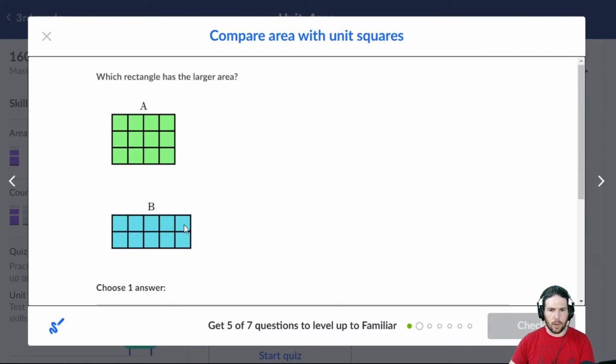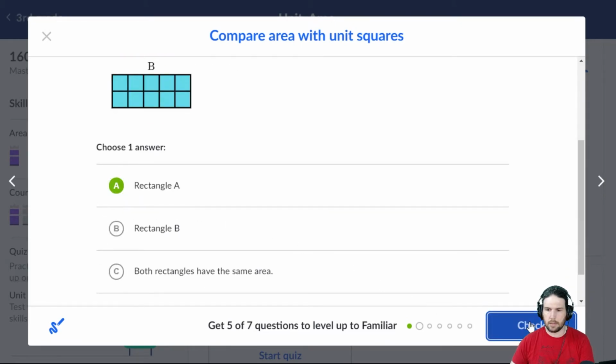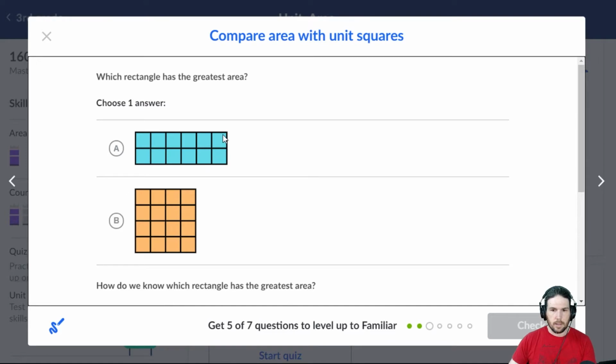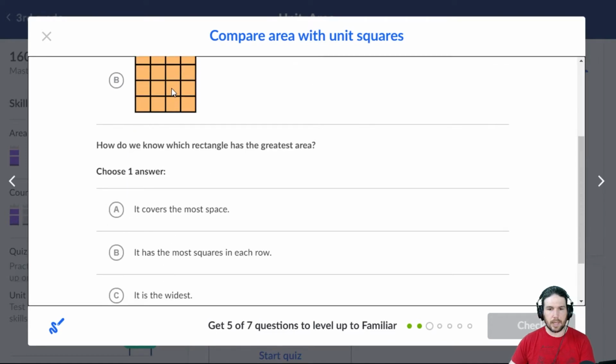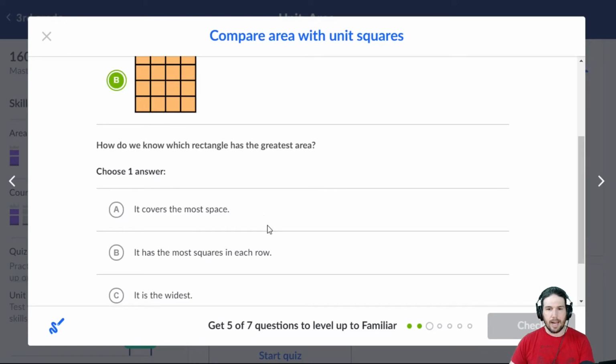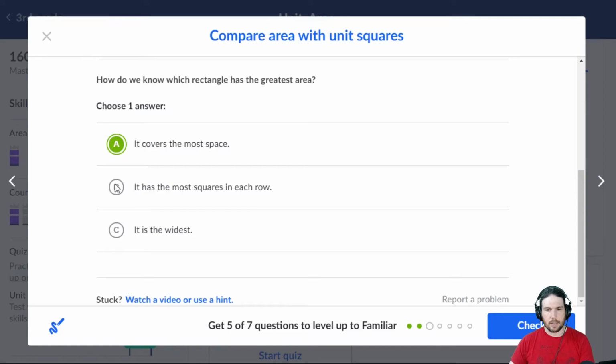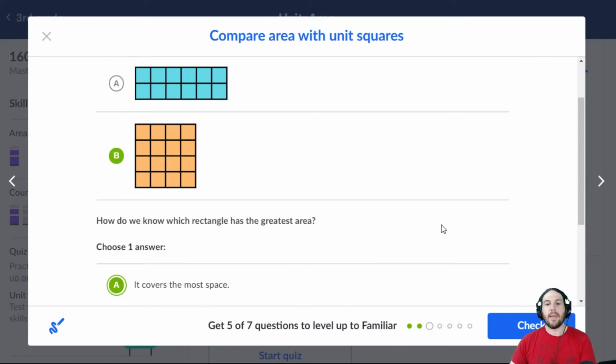Let's see, that's 12, 1, 2, 4, 6, 8, 10. A is the bigger one. 2, 4, 6, 8, 10, 12, and 16. B has the greater area. How do we know? Because it covers the most space. And that's another good way of putting it. Area is 2-dimensional space, right? It's how much space do things take up.